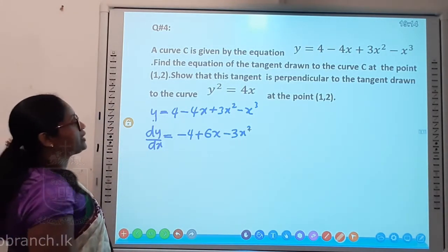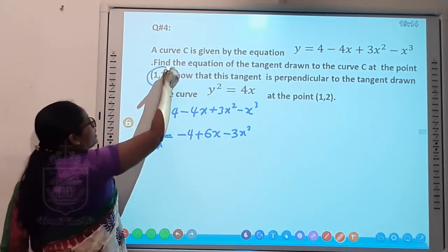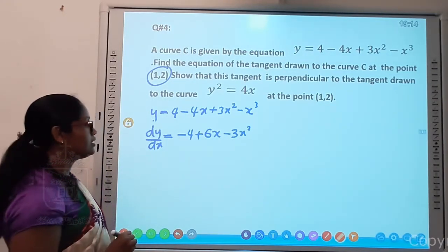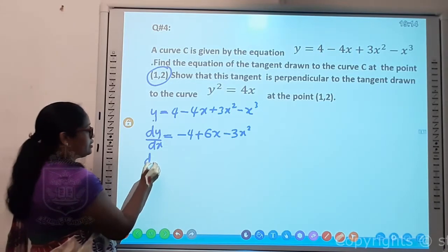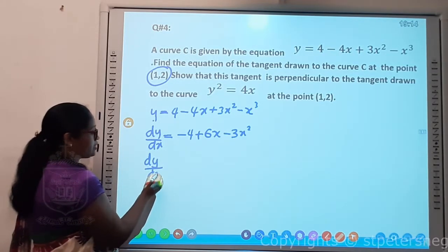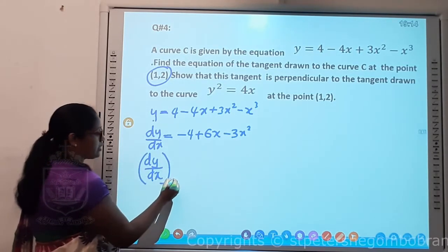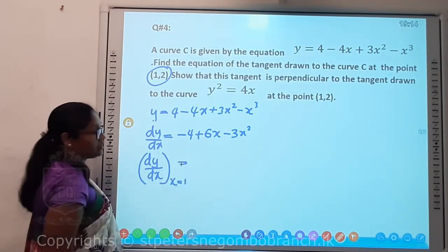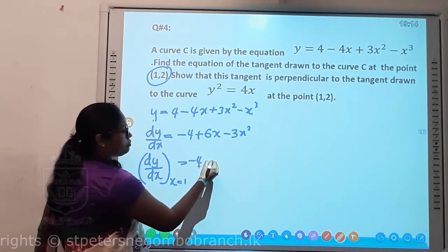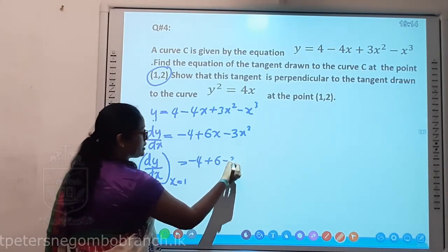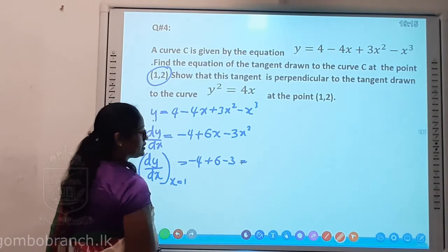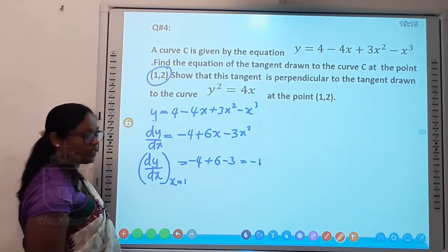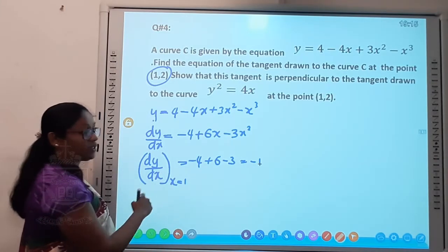Now the respective point is given, that is 1, 2, that means x equals 1 here. So we are finding the gradient of the tangent drawn at the point x equals 1, right? So x equals 1, we just replace x with 1 here. Minus 4 plus 6 and minus 3. So the answer is minus 1, right? Minus 1 is the answer. That is the gradient of the tangent drawn to this curve at the point x equals 1.